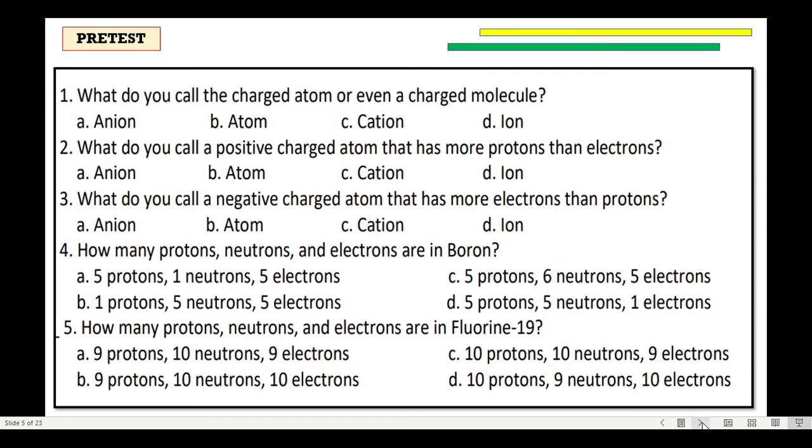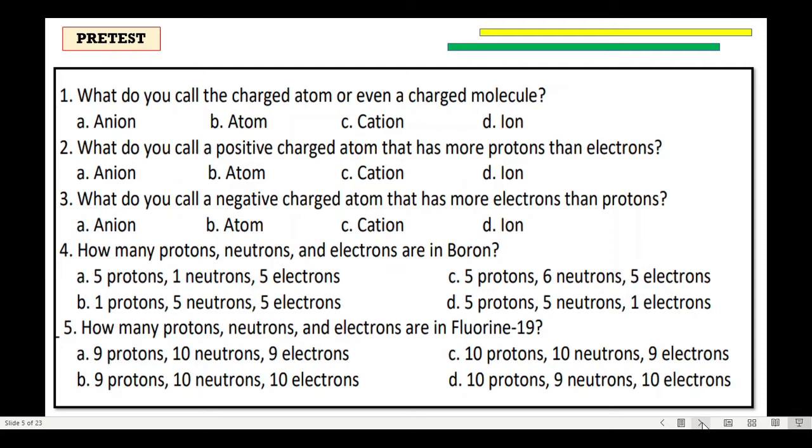Now let's take the pretest first. Number 1, what do you call the charged atom or even a charged molecule? A. An ion, B. Atom, C. Cation, D. Ion. Number 2. What do you call a positive charge atom that has more protons than electrons? A. An ion, B. Atom, C. Cation, D. Ion.